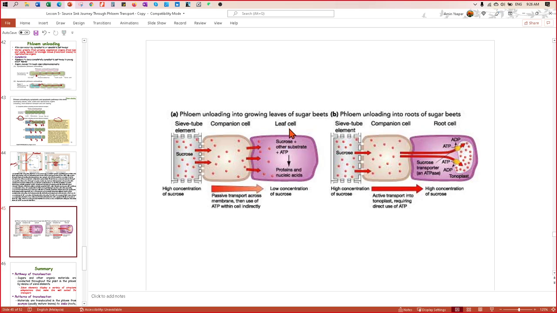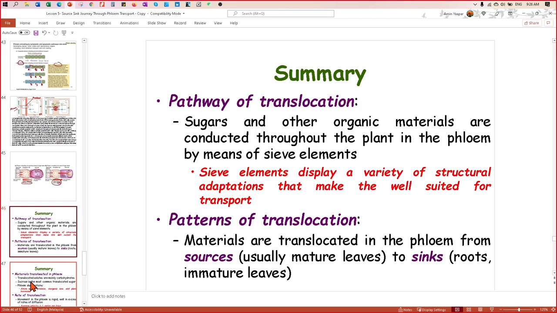So this is further to help you. Some of this phloem unloading uses energy, some does not, okay? If it's simplasmic, not much energy is used. It's just regular transport. But if it's apoplastic, there is more resistance to the journey, so you need to use lots of ATP. Active transport into the tonoplast requires direct use of ATP. All right? So in the simplasmic pathway, ATP is used as well, but it's used more in the sink organ rather than from the beginning.